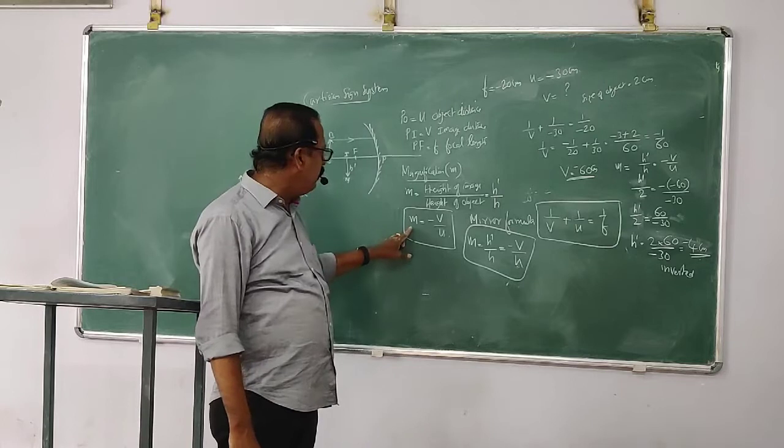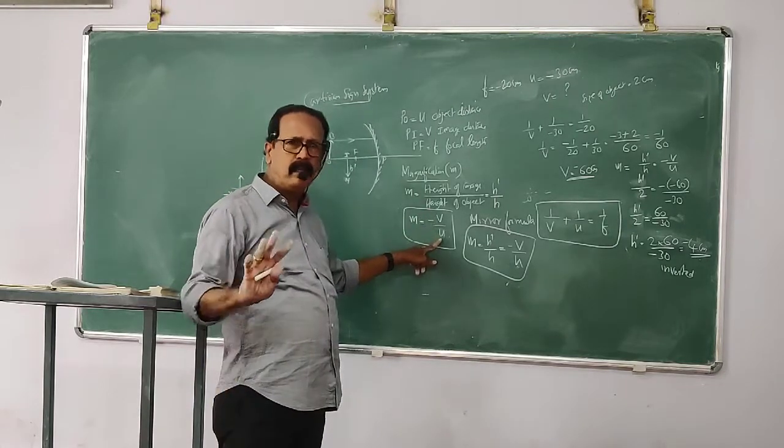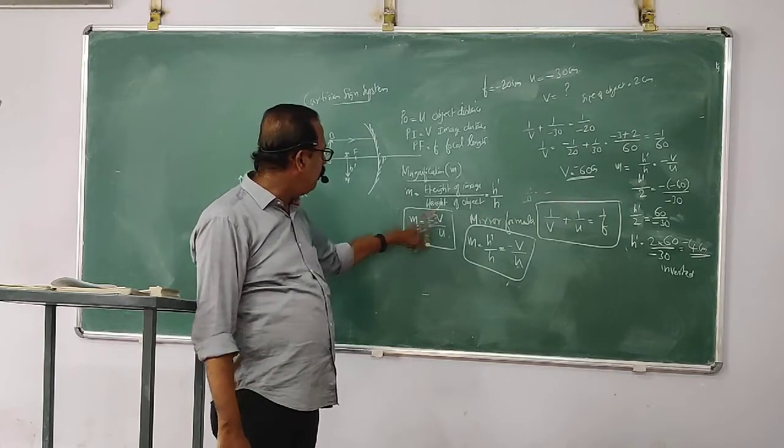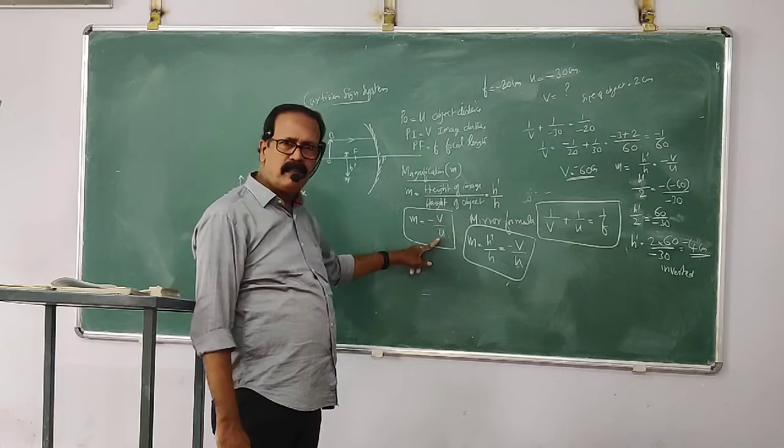For magnification there is a formula: m equal to minus v by u. The derivation we will not learn. m equal to minus v by u, where v is the image distance and u is the object distance.